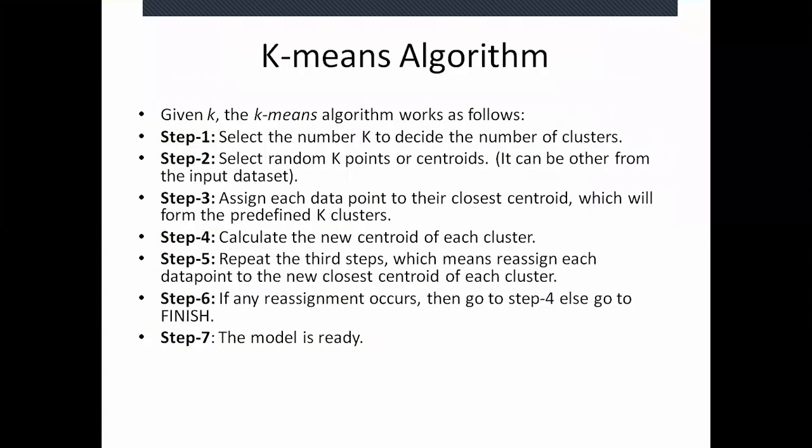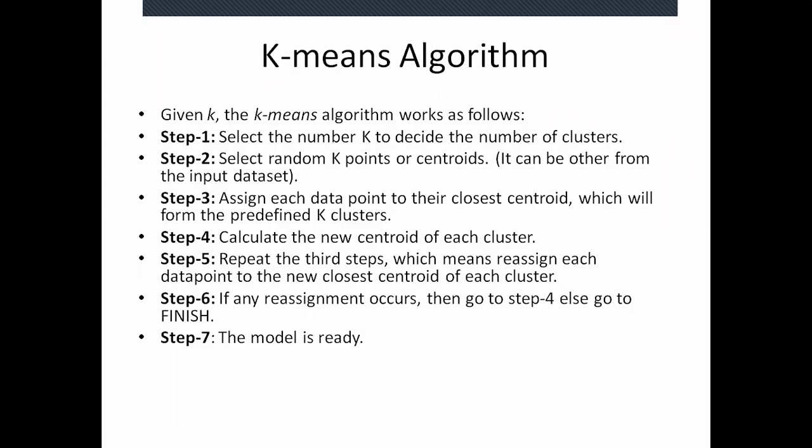Okay, so I had already discussed the k-means algorithm. What is the first step? The first step is that you need to select the k value. K value is the number of clusters that you need to take. Then you have to select random k centroids. If you are deciding that there are 3 clusters, then you need to take 3 centroids.